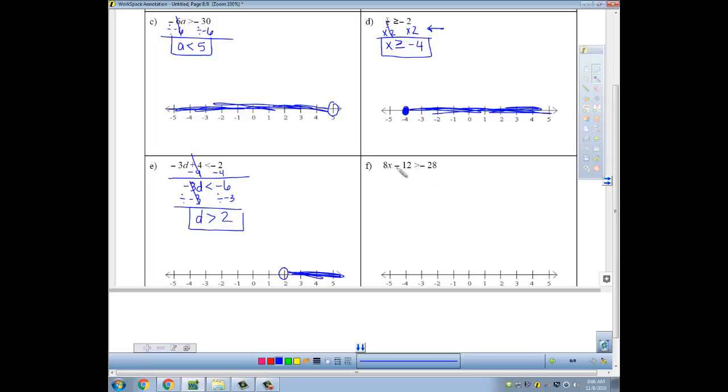Part F, get rid of the front, so instead of minus 12, we're going to add 12 to both sides. We get 8x, bring down your inequality symbol. Negative 28 plus 12, those are different signs, so I'm going to subtract to get negative 16. Divide by a positive 8. Since I divide by a positive 8, I do not flip my sign. So x is greater than negative 16 divided by 8, which is negative 2. So that's going to be an open circle on negative 2. It says x is greater than, so I shade to the right.